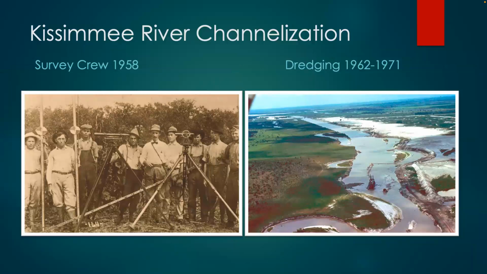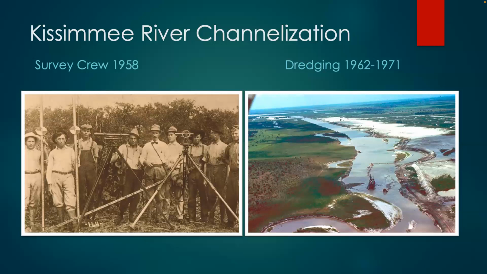So channelization happens. The Army Corps of Engineers came through and dredged a 56-mile long canal called the C-38, and it ran from Lake Kissimmee down to Lake Okeechobee. And if you remember the original historical picture, the river was a meandering river. The canal just dissected it right down the middle. They didn't fill in the remnants. They just dissected right down the middle. And a canal, we all know what a canal can do. It does create flood control. It sucks that water into the canal.